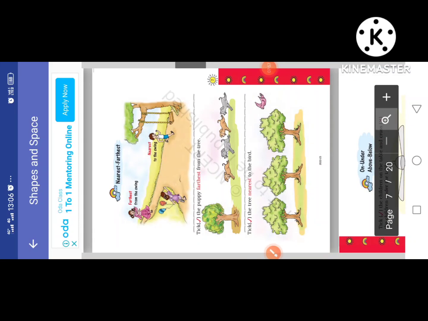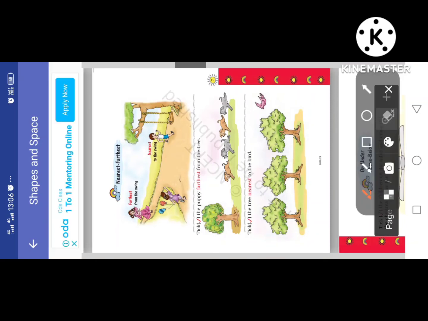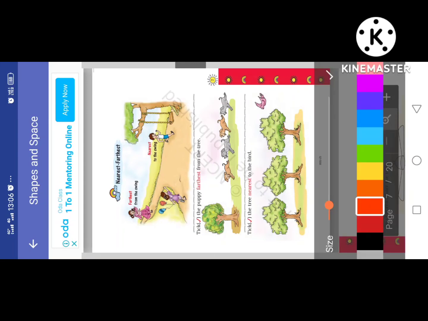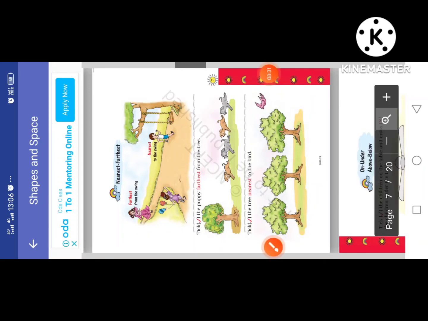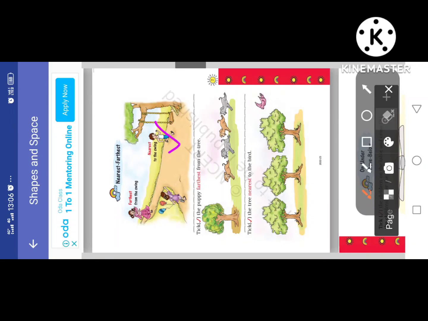Nearest and farthest. When we talk about two people or more than two people, then we talk about nearest and farthest. See, there are three students here. Wait, I'll show you. See, here is one, here is one, and here is one. So, who is nearest to the swing? There is a swing here. So, who is nearest to the swing? This boy, right?